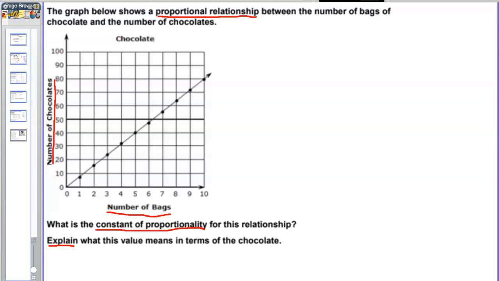Okay, so I'm going to look at the graph, and a strategy I'm going to use is to make a table so that I can see the relationship in a different way as well. And this is bags. And this up here is chocolates.